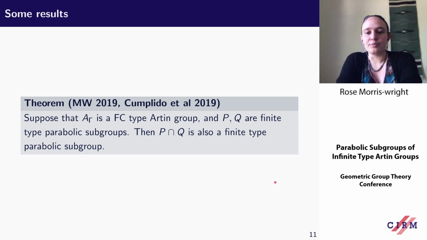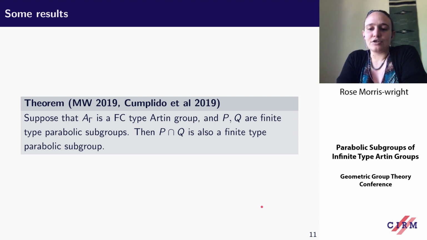So here's some results. These are results that are originally in the finite type case, proven by Cumplido, Gebhardt, Gonzalez-Meneses, and Wiest, and then generalized to the FC type case by myself. So suppose I have an Artin group, and P and Q are two finite type parabolic subgroups. Then their intersection is also a finite type parabolic subgroup.